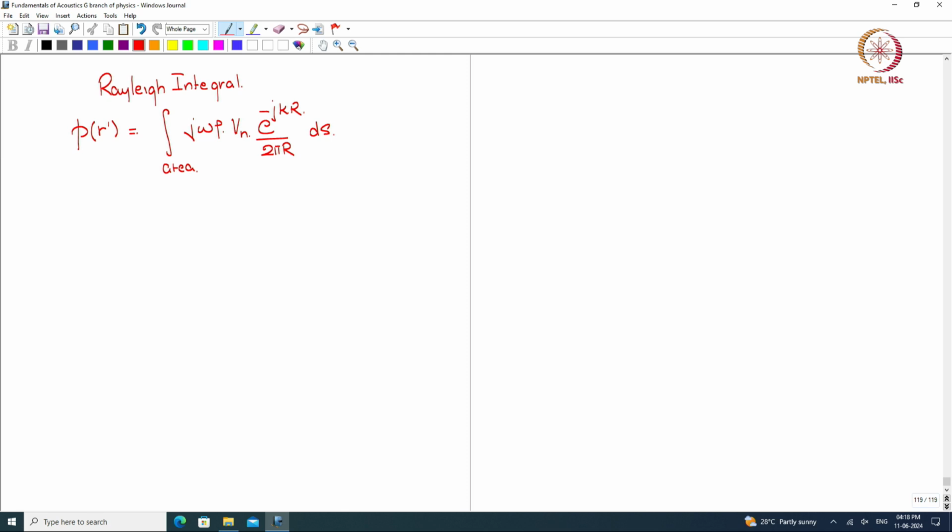So we will use this now to find the solution to the piston in a baffle. Let me just switch these. I will call this r, I will call this small r. Okay, so now we will use this.